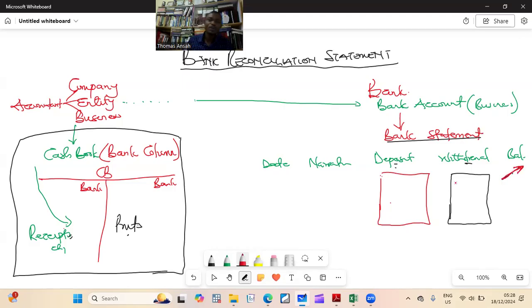Anytime you deposit, the balance will go up. But anytime you withdraw, the balance will come down. So that is what you must understand. Is that one okay? All right, so that is that.